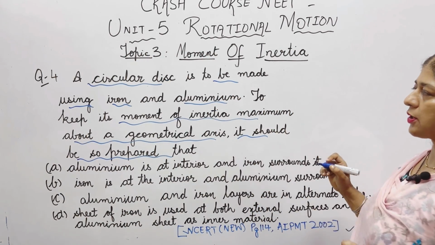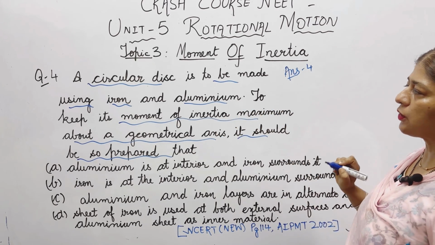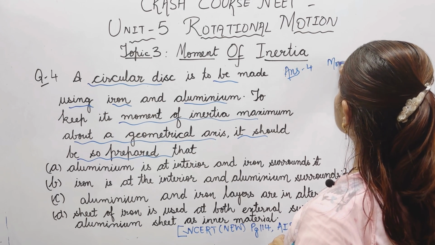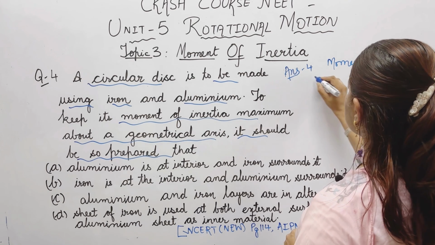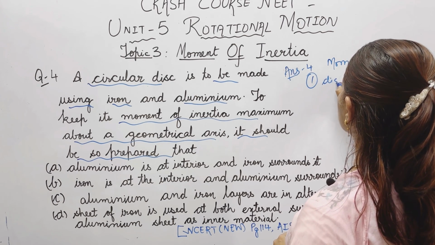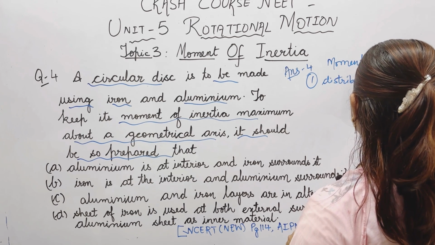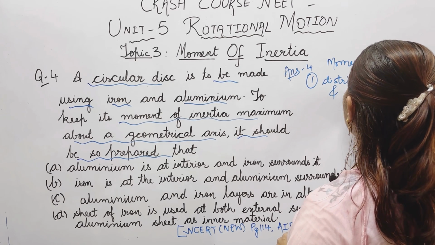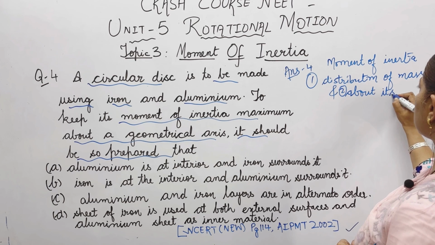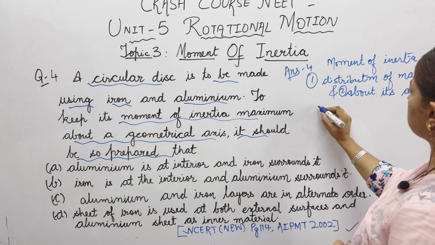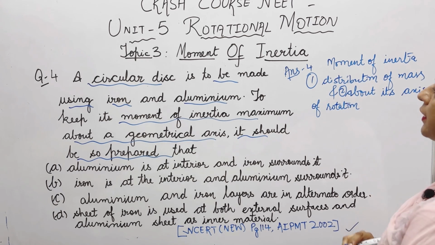Now to answer this question, we will go to the concepts. We want the moment of inertia to be maximum. So moment of inertia depends on two things. The first thing is the distribution of mass, and the second one is its axis of rotation. So these two important things are there.